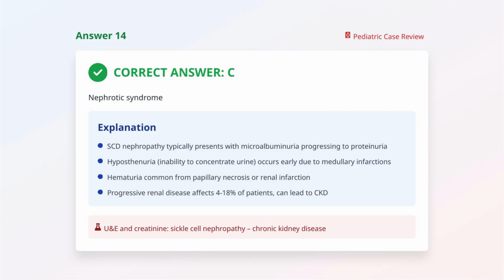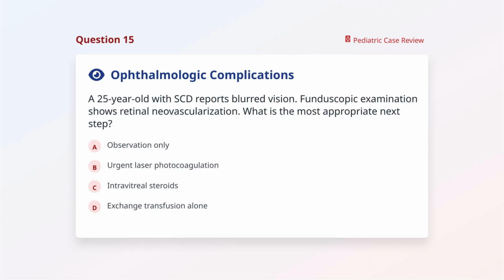kidney disease early. A 25-year-old with sickle cell disease reports blurred vision. Fundoscopic examination shows retinal neovascularization. What is the most appropriate next step?